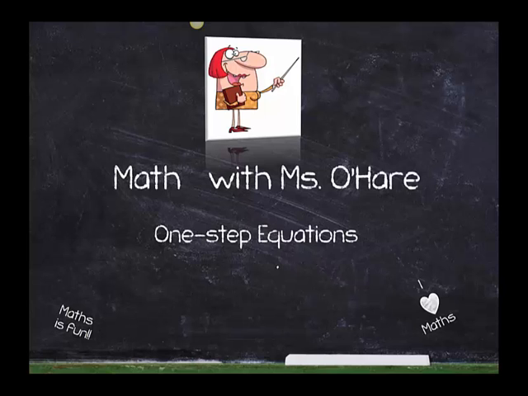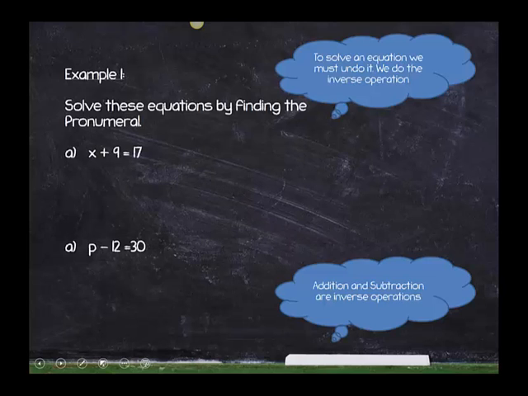One-step equations. When we solve an equation, we've got to undo what has happened. We do the inverse operation, or we do the opposite of what is there. So when we're looking at addition or plus, the opposite to addition is subtraction. So when we see a plus, we take away.